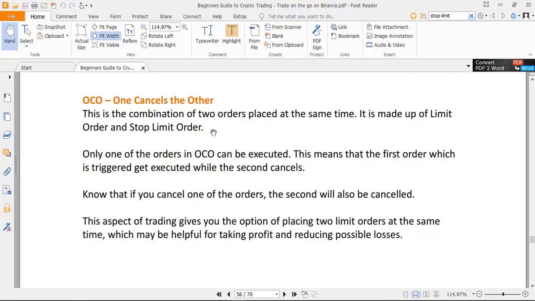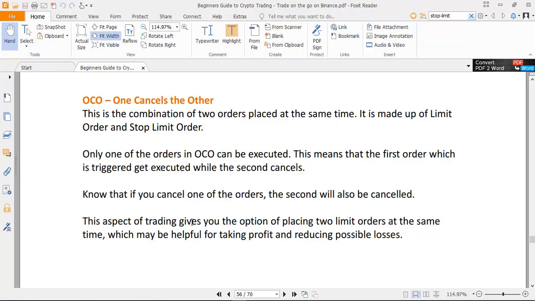You combine two of them to target two particular prices. So whenever one gets triggered, it will cancel the next one. Only one of the orders in OCO can be executed. This means that the first order which is triggered gets executed while the second cancels. I'll explain this. Know that if you cancel one of the orders, the second will also be cancelled.